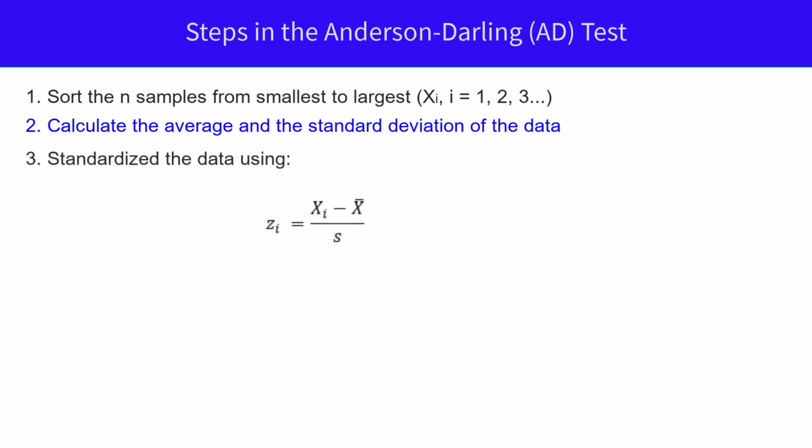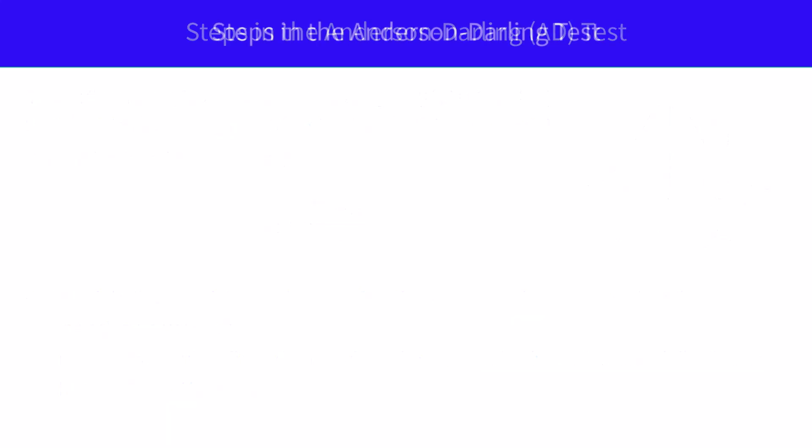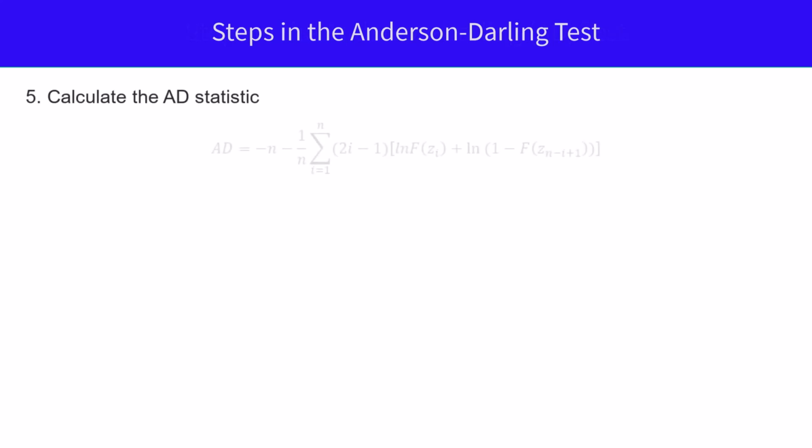i equal 1 is the smallest value. Calculate the average and standard deviation. Standardize the data by calculating z, each of the x values minus the average divided by the standard deviation. Then you're going to calculate the cumulative distribution function for the normal distribution for each z value. It measures how far the data are from the expected value of the normal distribution. You can use NORM.S.DIST in Excel to do that.